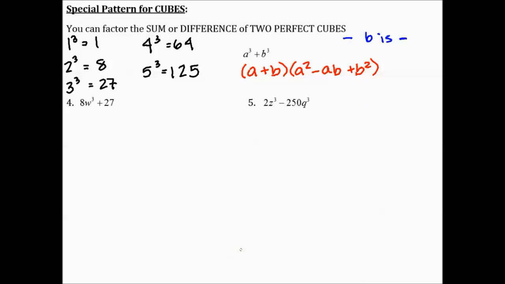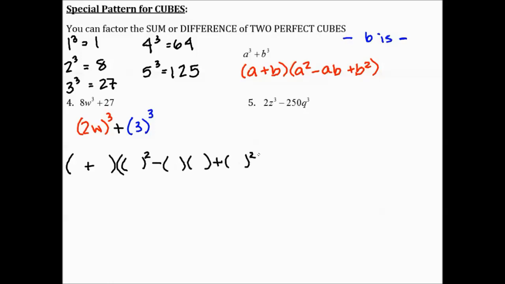So let's take a look at a couple of examples. On this first one, we have 8w cubed plus 27. 8w cubed is 2w to the third power, because 2 cubed equals 8 and w cubed equals w cubed. 27 is 3 cubed. So we just need to plug in 2w for a and 3 for b in our pattern. So I'm just drawing some parentheses here first, and then I'll plug my numbers in. So A is 2w, and B is 3.